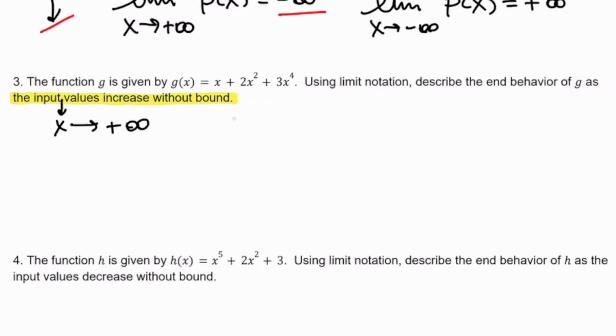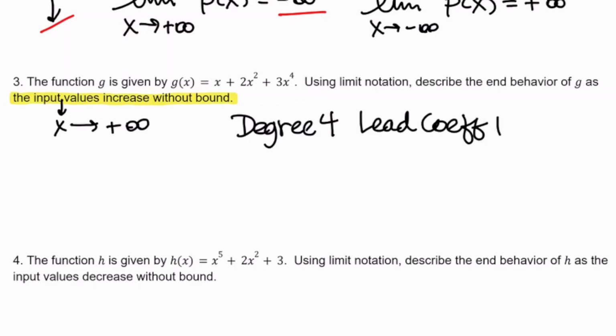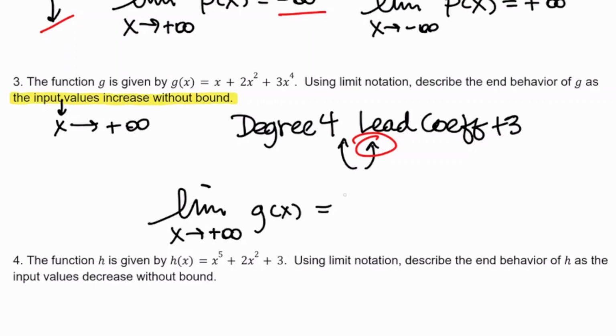So g is a 4th degree polynomial with a positive leading coefficient. Okay, so degree is 4, leading coefficient is positive 3. Okay, so an even degree polynomial with a positive leading coefficient, that's going to look like y equals x squared on the outsides. And so as x increases without bound, we're thinking of this end behavior. And I'm going to say that the limit as x approaches positive infinity of g of x is equal to positive infinity. Okay, because of the behavior on the right side of the graph.